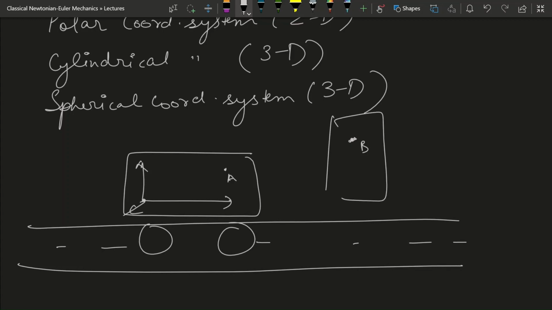So the location of A can be determined about this point. Suppose I call it O, and the position of B can also be calculated about this point. So this whole vehicle is our reference frame, because we have created our axis system, our coordinate system, in this vehicle.